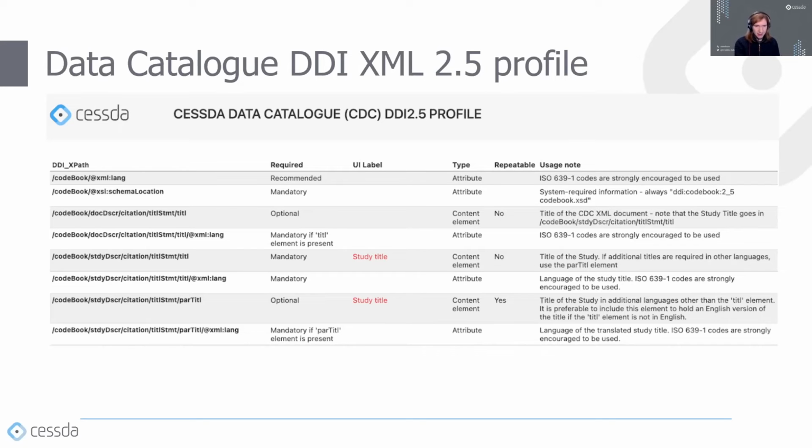We have the type of data, so whether it's an attribute or an element, and if it is an element, there's a note of whether you can repeat this element or not. And then finally, there are some usage notes that give some information of how you're supposed to use these XML. So this is a relatively simple profile. It has been shrunk to fit on this slide.